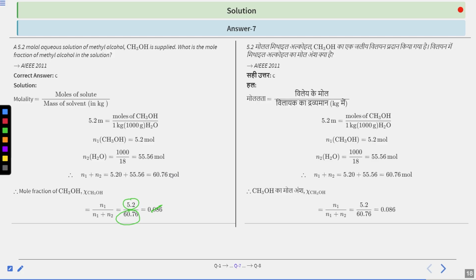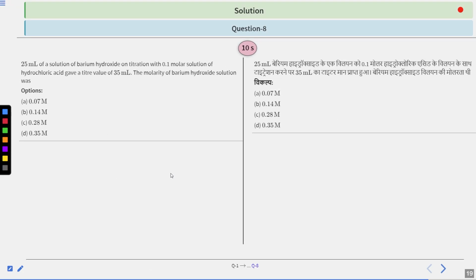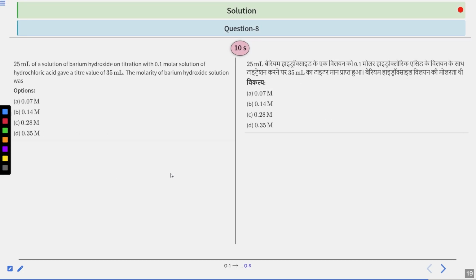Question number 8. So question number 8 is saying that 25 ml of a solution of barium hydroxide on titration with 0.1 molar solution of hydrochloric acid gives a titre value of 35 milliliter. The molarity of barium hydroxide solution was, your options are A 0.07 molar, B 0.14 molar, C 0.28 molar and D 0.35 molar. Clear?